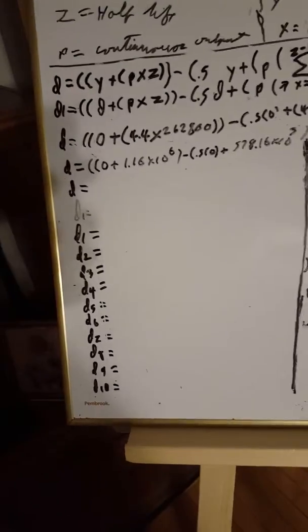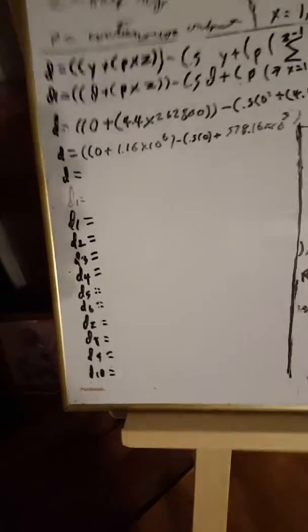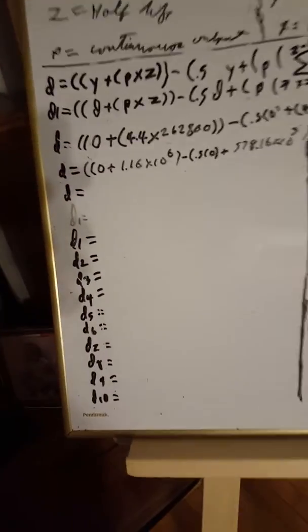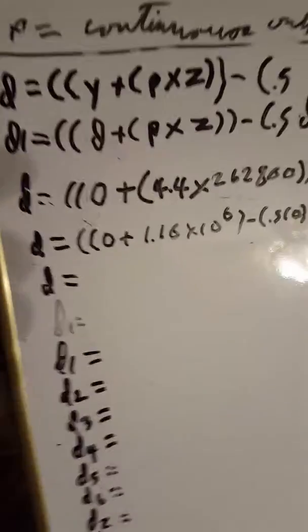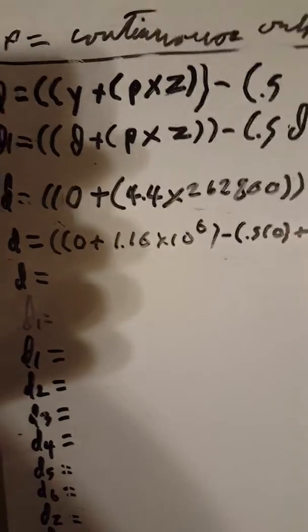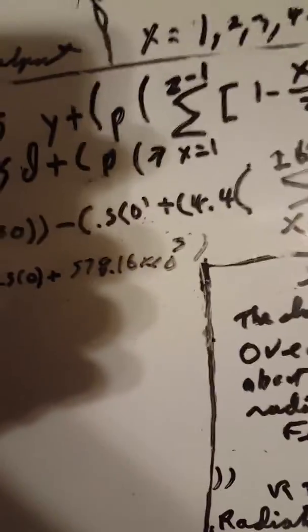Okay folks, this is an update to my Fukushima radiation levels explained. I've added some modifications to the equation, and that's mainly what this is about. Of course, you still have your y plus your p times z minus your 0.5 times y plus your p to the z minus 1, which is your range over your x equals 1, which is your starting point. That summation equation is 1 minus x over z.